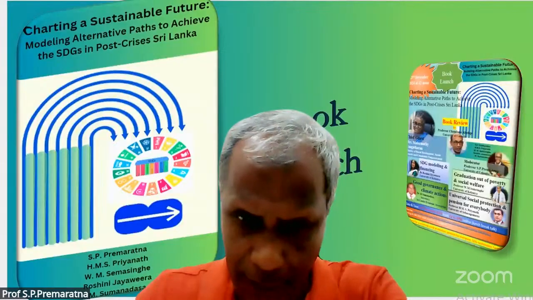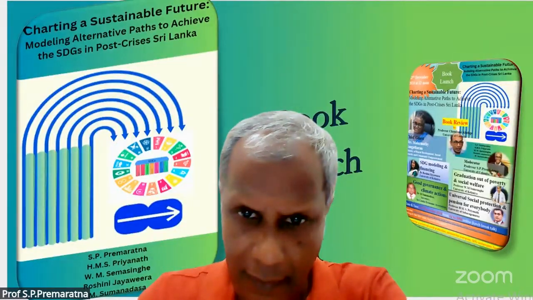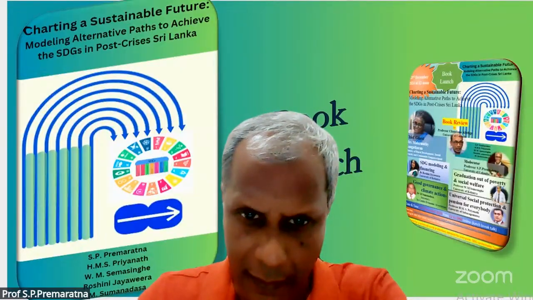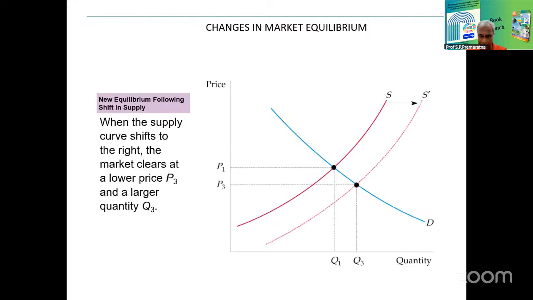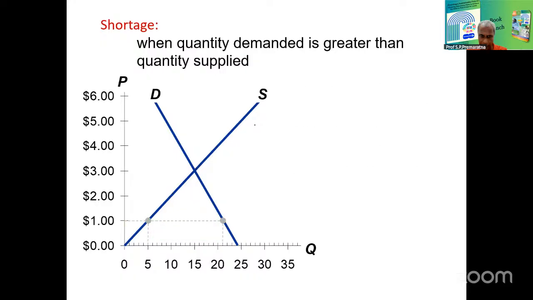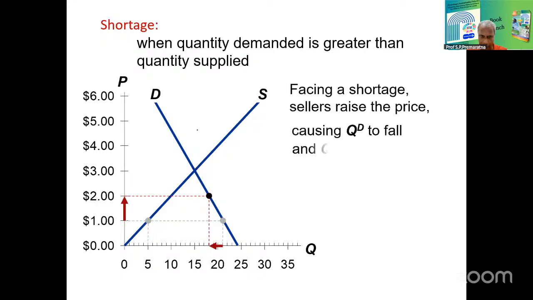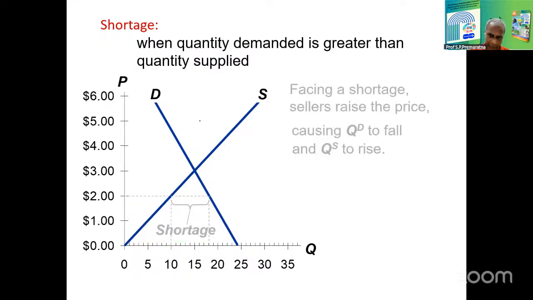Enjoy. Let me continue. What we discussed in the market, the equilibrium, and about the market equilibrium point: below it creates a shortage, above it a surplus, and below it a shortage.